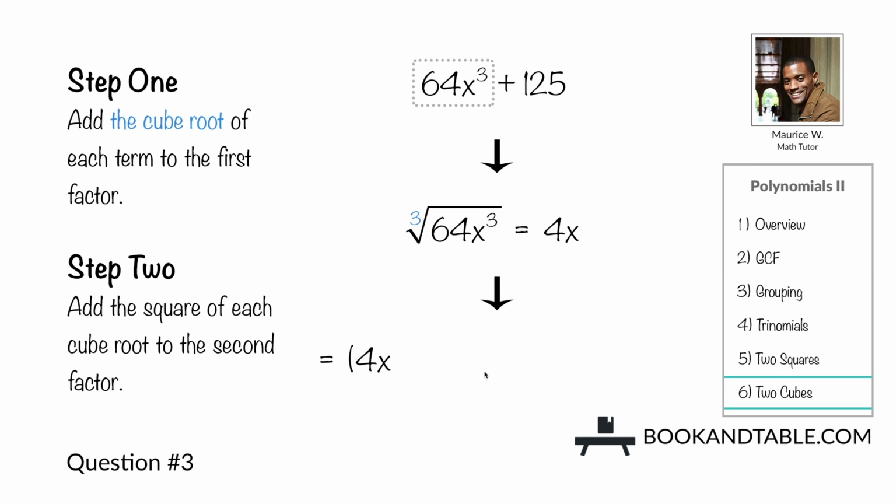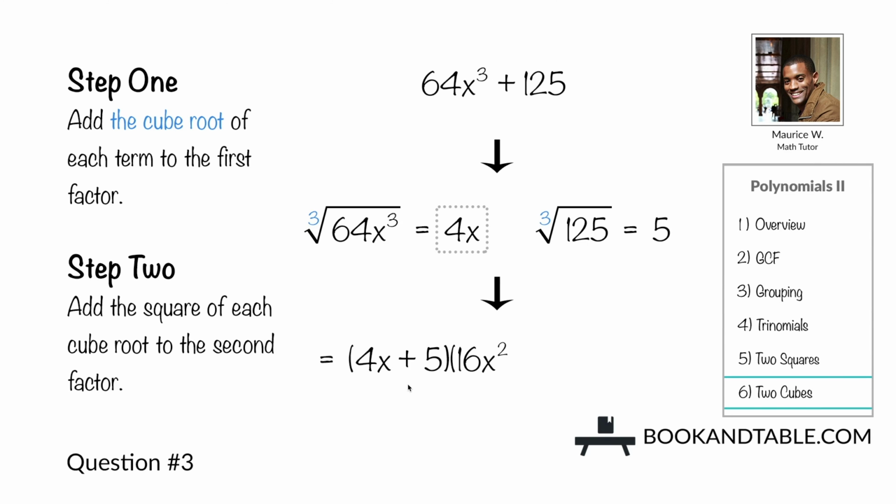In question number 3, we were given 64x cubed plus 125. Step 1, add the cube root of each term to the first factor. So we take a look at our first term, 64x cubed. The cube root of 64 is equal to 4. And the cube root of x cubed is equal to x. So 4x is the first term in our first factor. We then look at positive 125. The cube root of 125 is equal to 5. So our first factor is 4x plus 5.